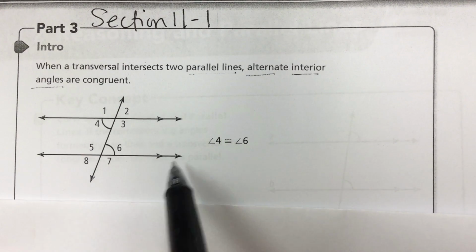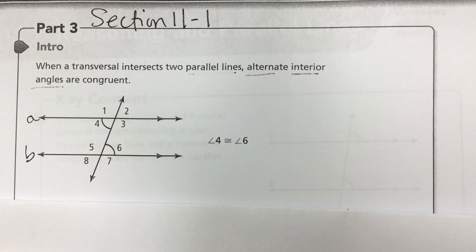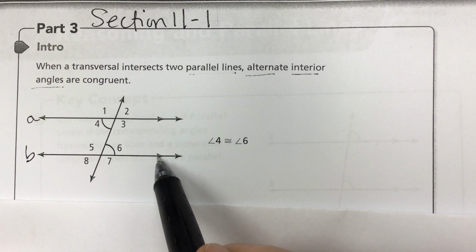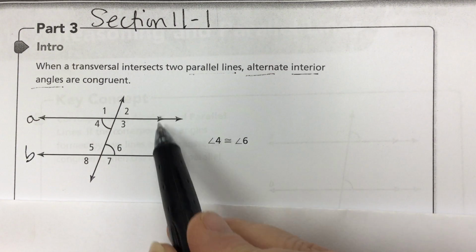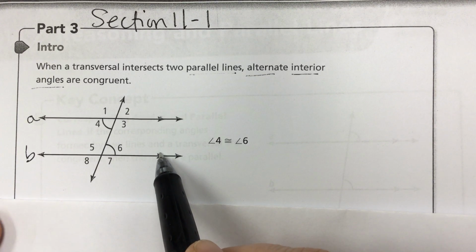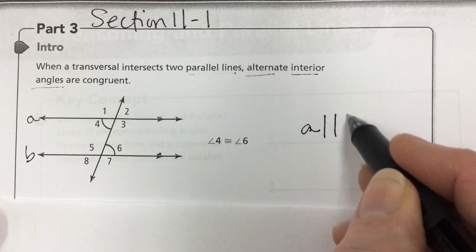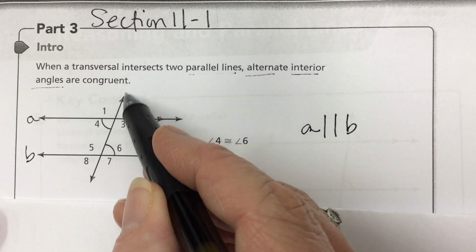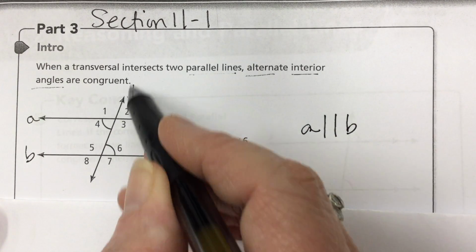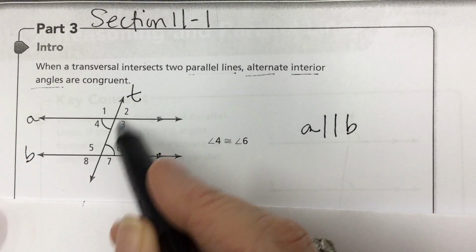So here's my two parallel lines, A and B. You see the little arrows here. They tell you that these two lines are parallel. So A is parallel to B. We know that transversal T intersects the two lines at two distinct points.